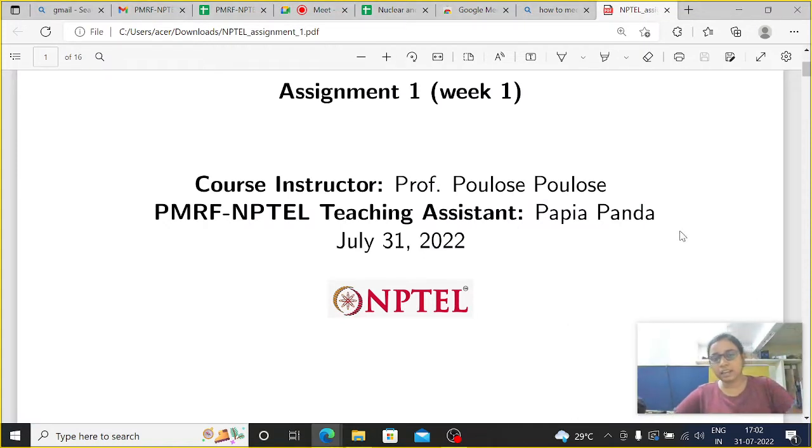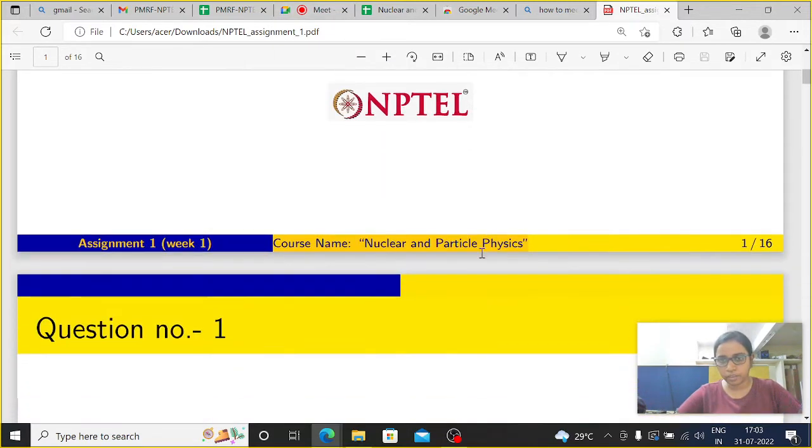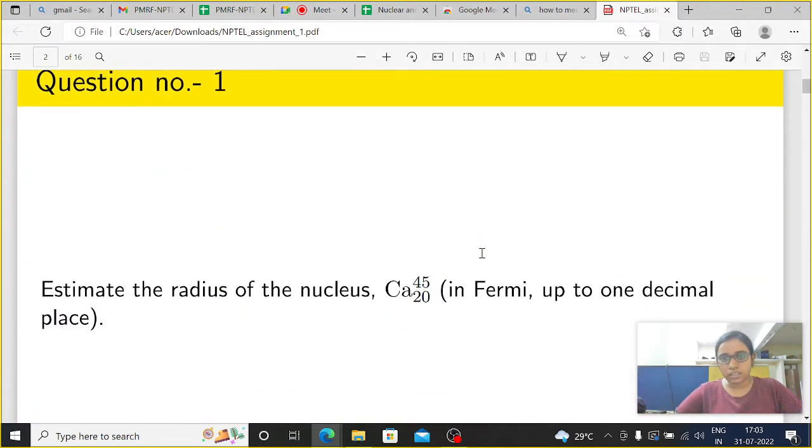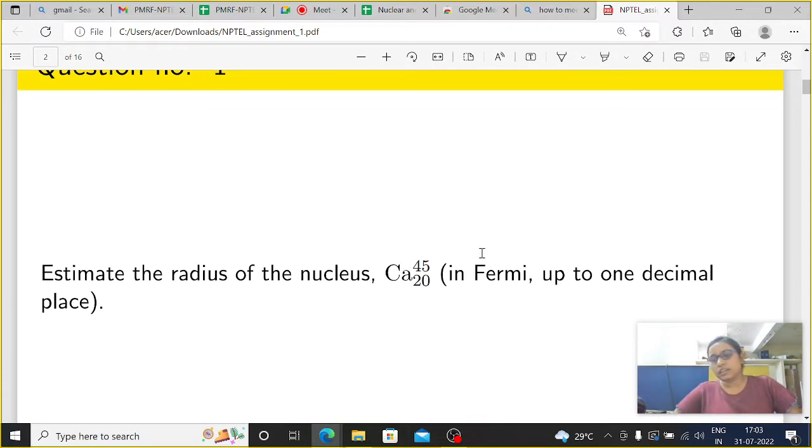So I think I should start with question number 1, and if anyone comes in between, I will join them. The first question is: estimate the radius of the nucleus calcium 20, 45, in units of Fermi up to 1 decimal place. Let me write something on that.